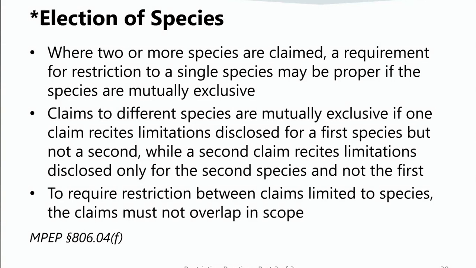Election of species is another form of restriction. It can be viewed as selecting a species for starting search and examination. There may also be multiple elections of species within a restriction. The examiner may issue a restriction requirement according to groups of claims and additionally require election of a species within the elected group.